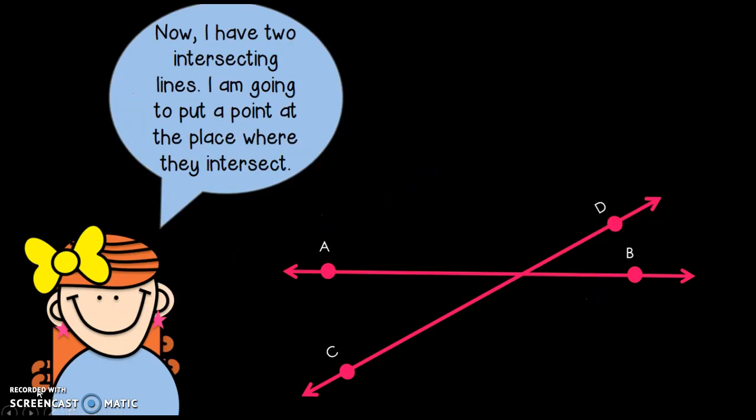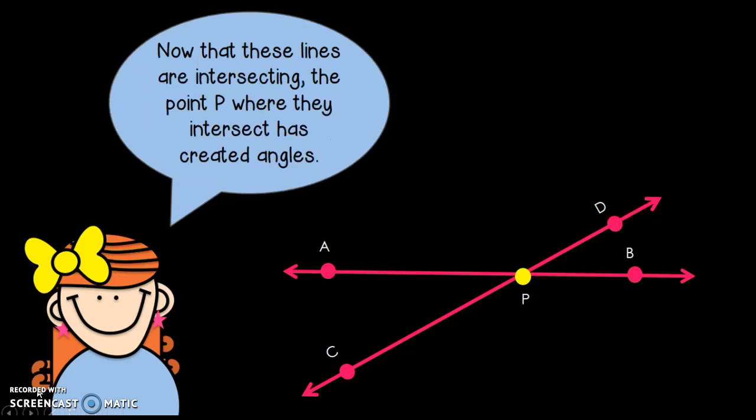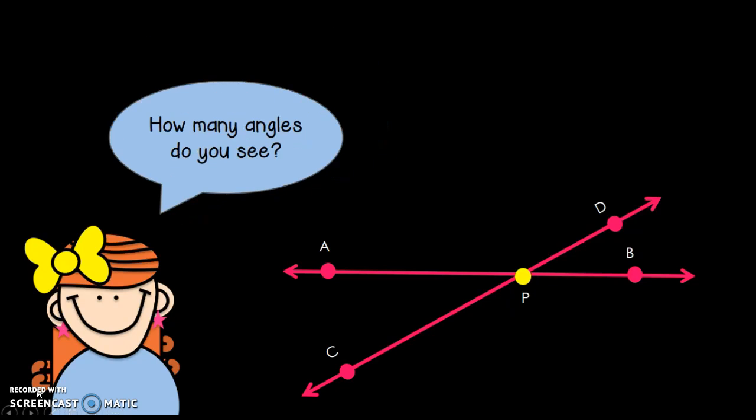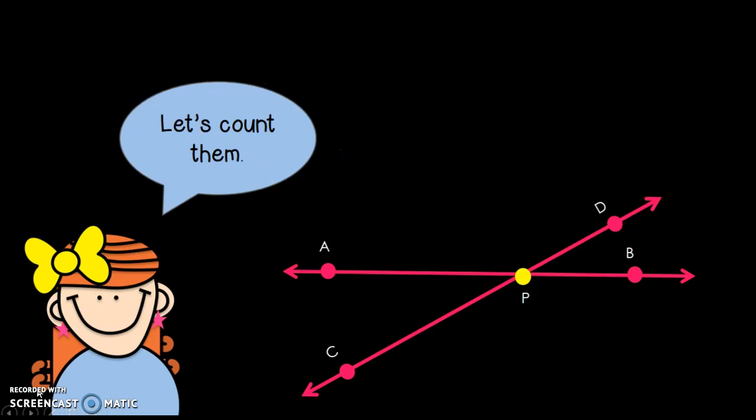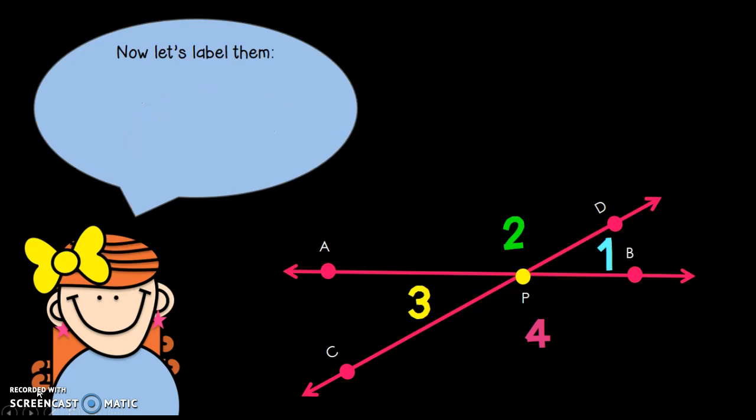Now I have two intersecting lines. I'm going to put a point at the place where they intersect. Now that these lines are intersecting, the point P, where they intersect, has created angles. How many angles do you see? Let's count them. 1, 2, 3, 4.